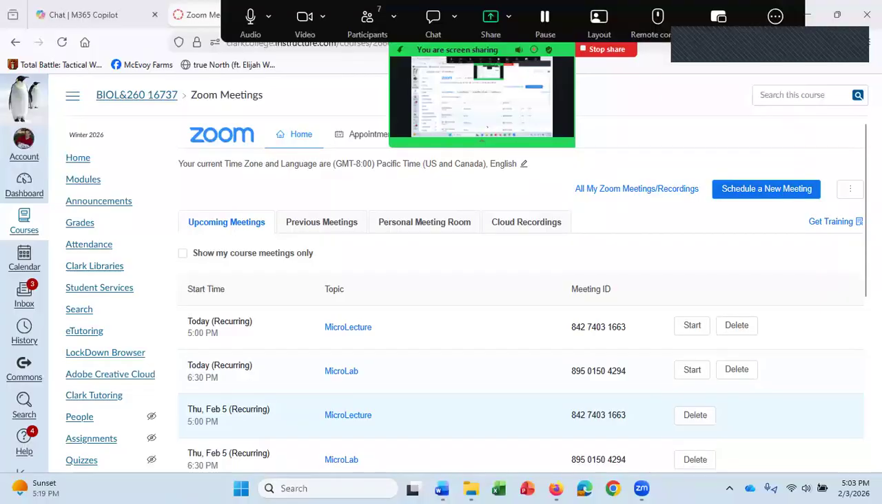Let me see. Share my screen here. Should be able to see my screen now.